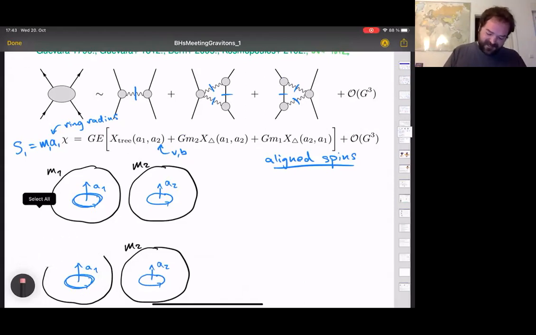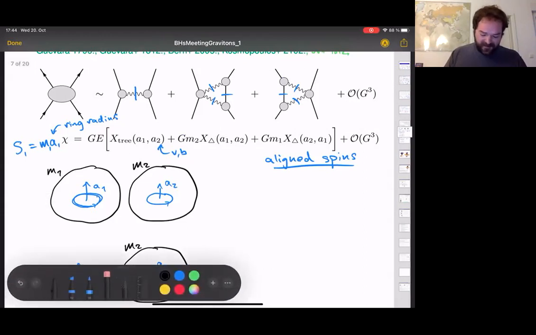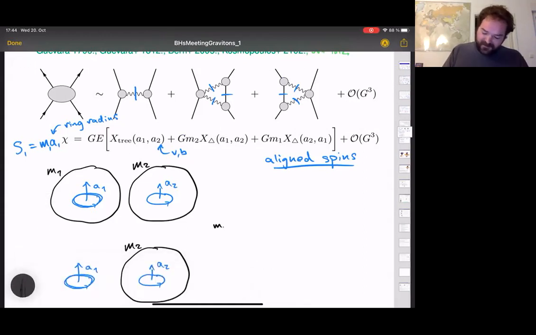But this is a funny test body limit. In order to make what I just described work, I have to send one of the masses to 0, but I don't want to send its ring radius to 0 if I want this to still depend on the ring radius. So I'm taking the mass of one to go to 0 compared to M2, but at finite ring radius. So I really don't have a black hole anymore when I do that. I have a naked ring singularity.